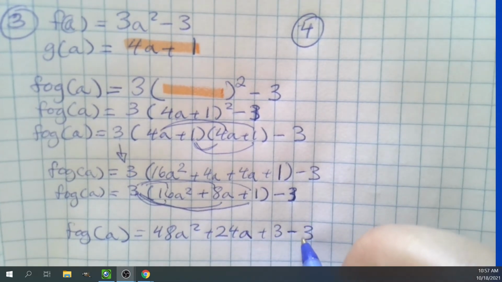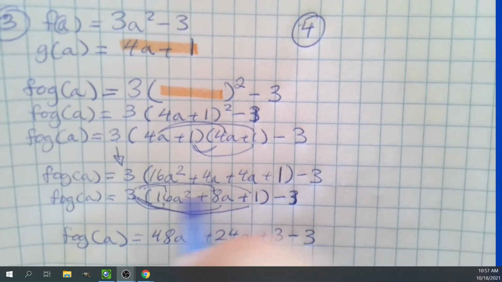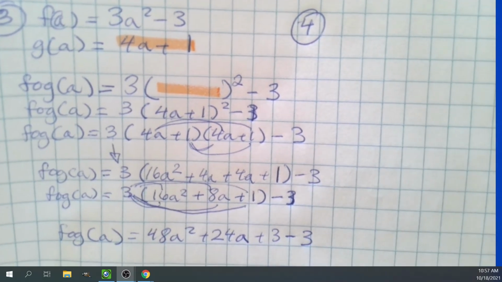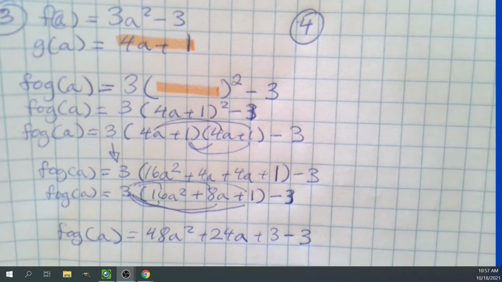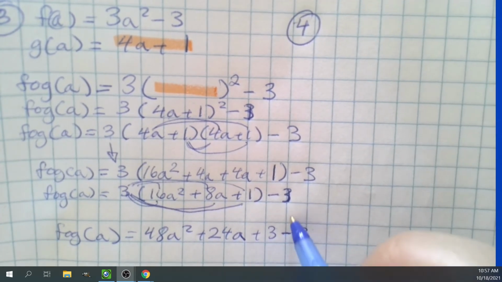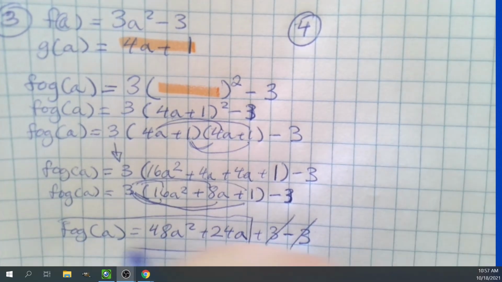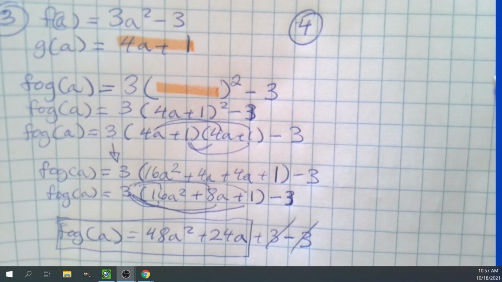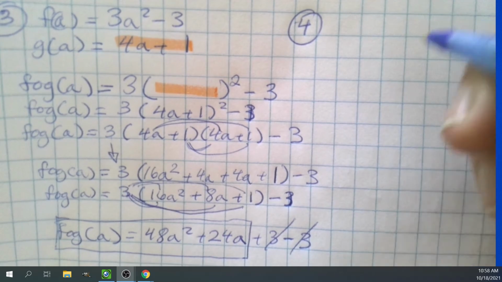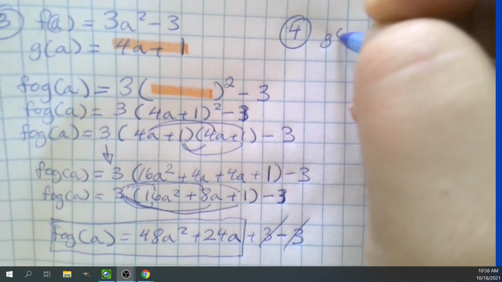And I don't need the parentheses anymore because there's no exponent. Nothing's being multiplied. What's 3 take away 3? 0. So you can just cross those out. So this is your final answer. Number 4 is very similar. I am not going to do it.